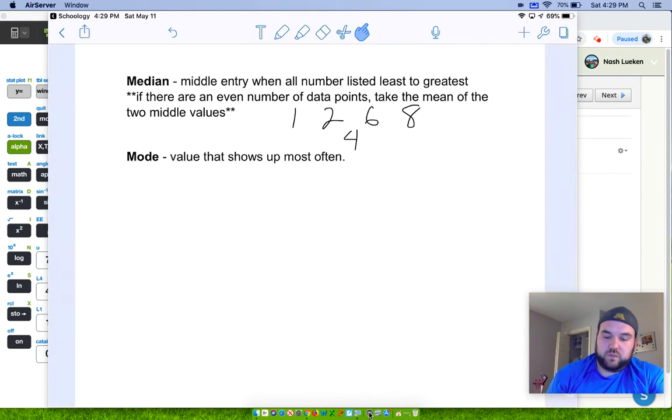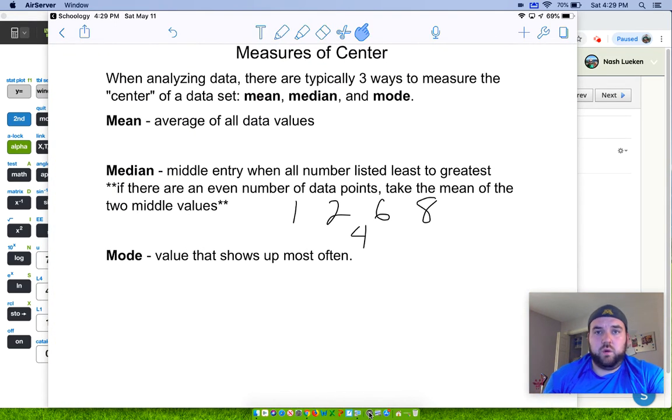And then there's the mode, which is a pretty inexact measure of center, but it's just what number shows up the most often. So there's not a real good way for that. You just have to visually scan and see, okay, that number shows up a lot, and it shows up more than any other number does.